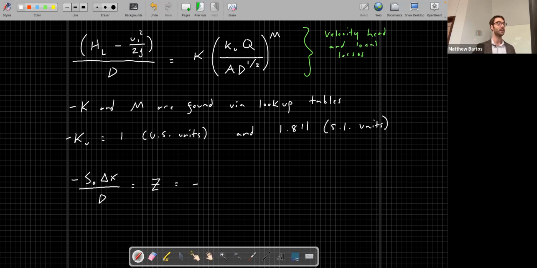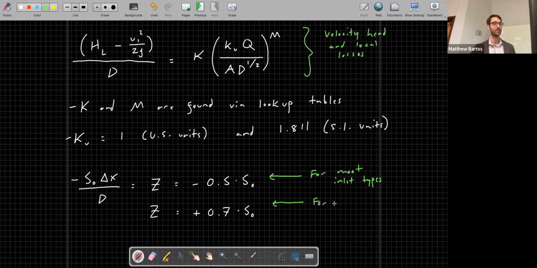And this is going to be equal to negative 0.5 times S naught for most inlet types. And it's going to be equal to positive 0.7 times S naught for mitered inlets. Essentially, these different inlets affect the distance at which critical depth is achieved. So that's what this equation is showing.